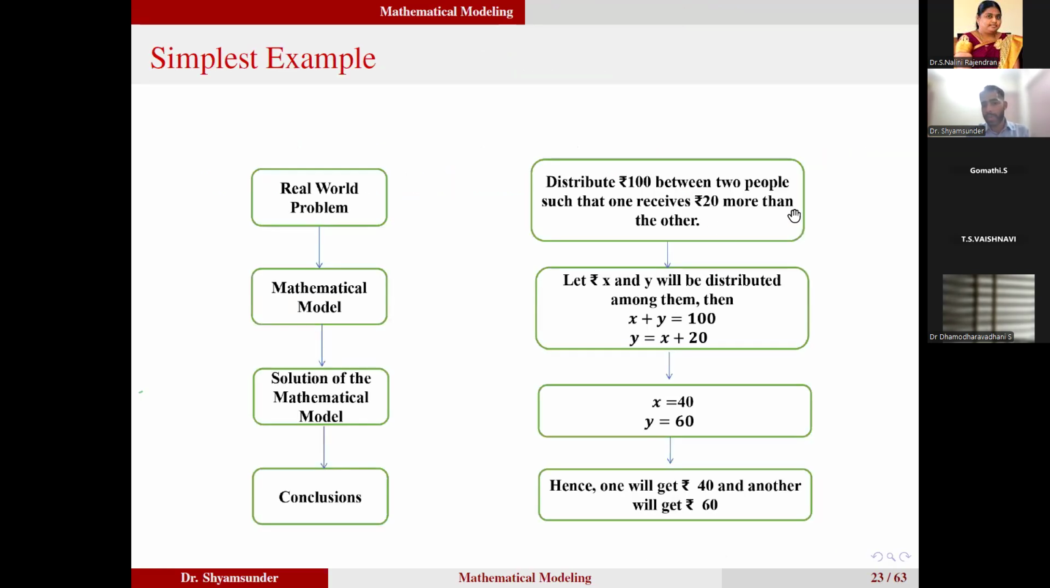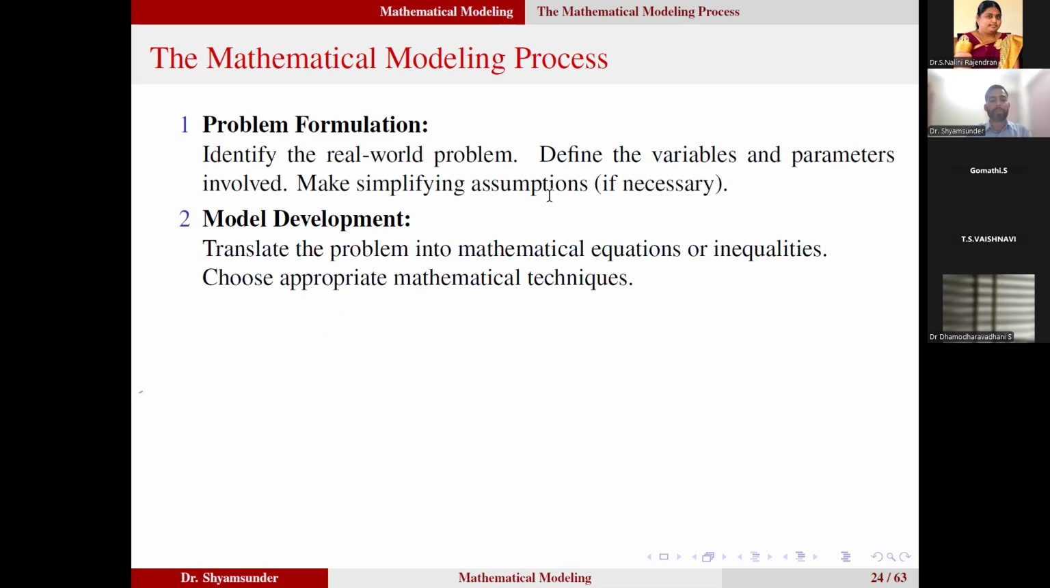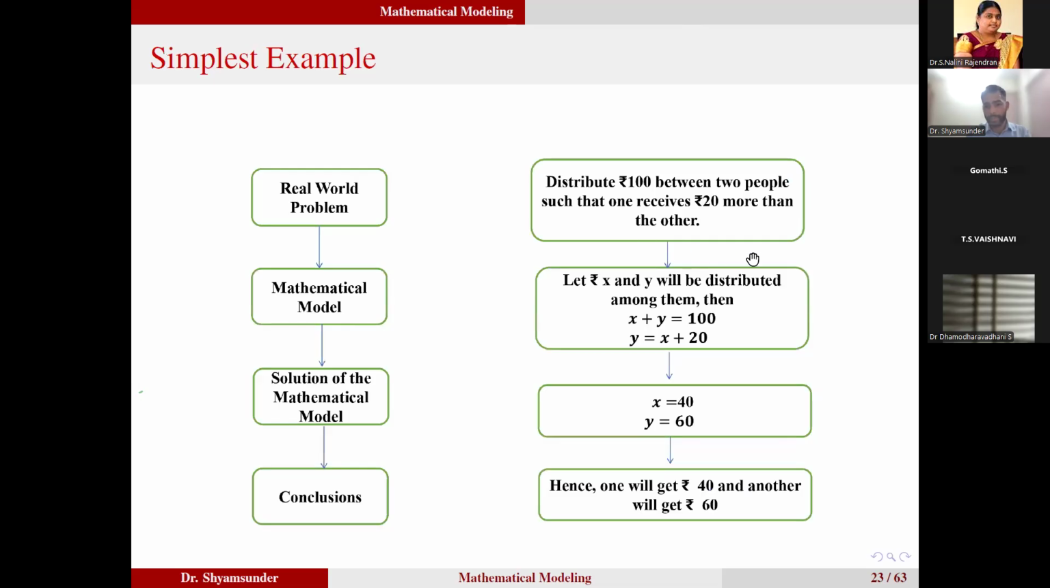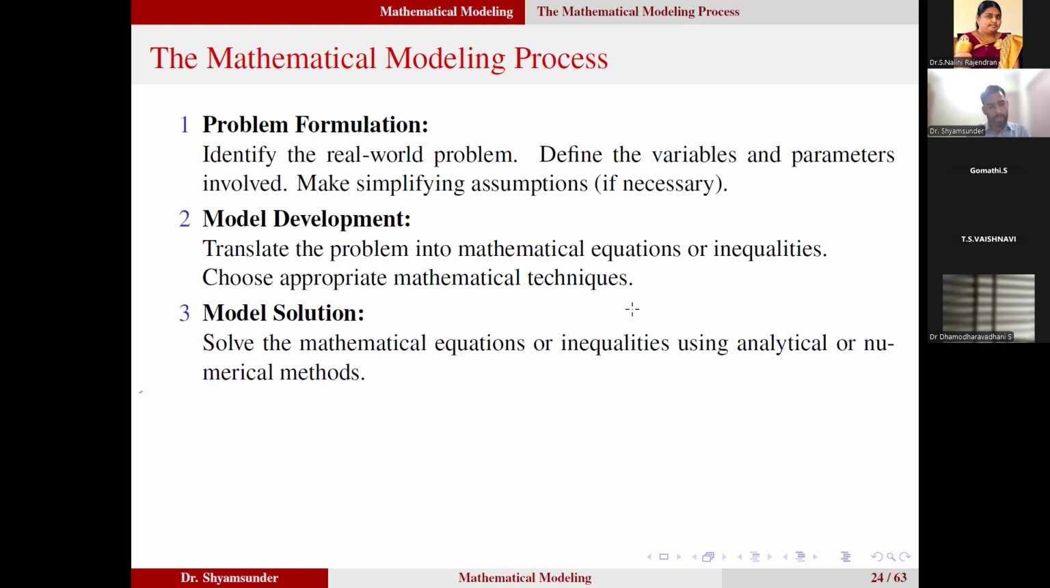These are known as the assumptions. Then we go to the next step, mathematical model development. Translating the problem into mathematical equations and inequalities is known as model development.